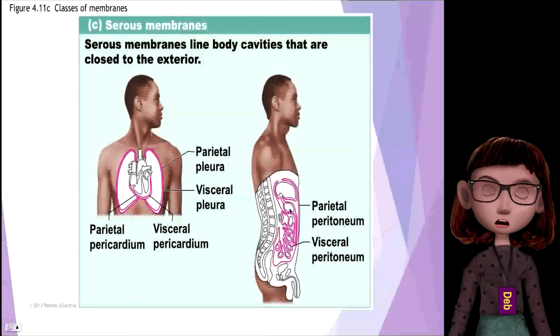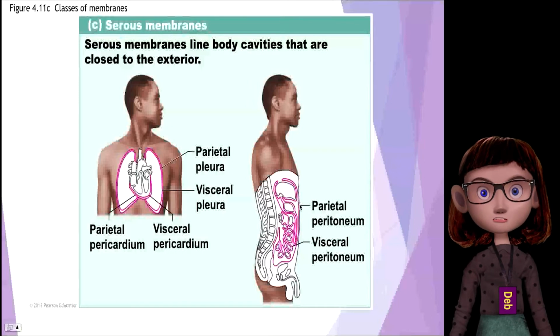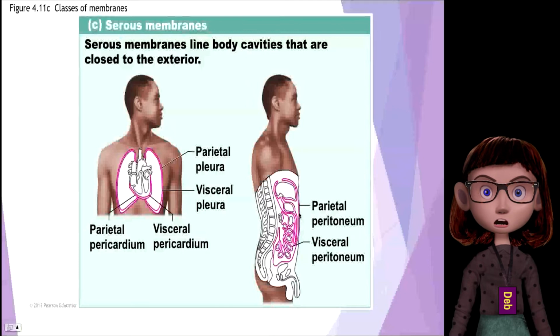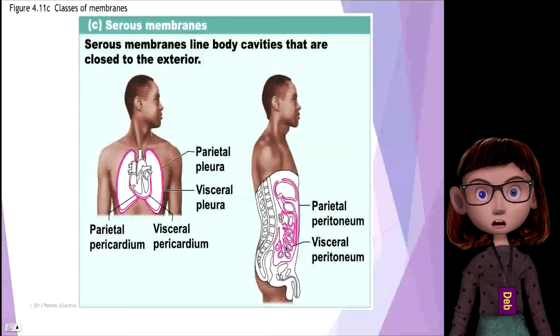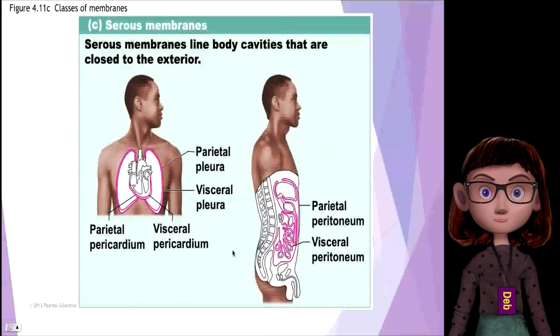This is called the parietal peritoneum. So in the abdominal cavity, we have the peritoneum, and the parietal peritoneum clings to the abdominal cavity. The visceral peritoneum clings to the internal organs themselves.